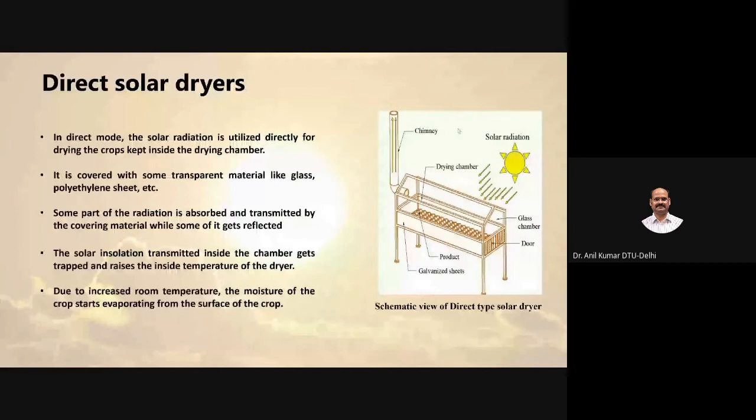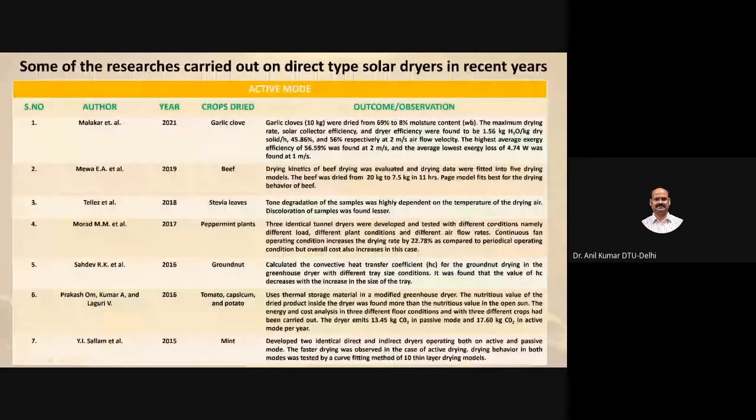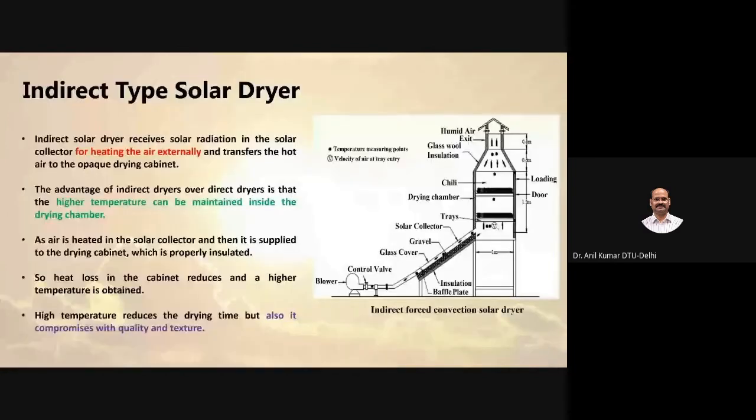This is another one, and for example, some authors have done work on that. And this is the indirect type system. We have also developed it in our lab; one of my scholars, Vijayan, has done good work on this kind of system.